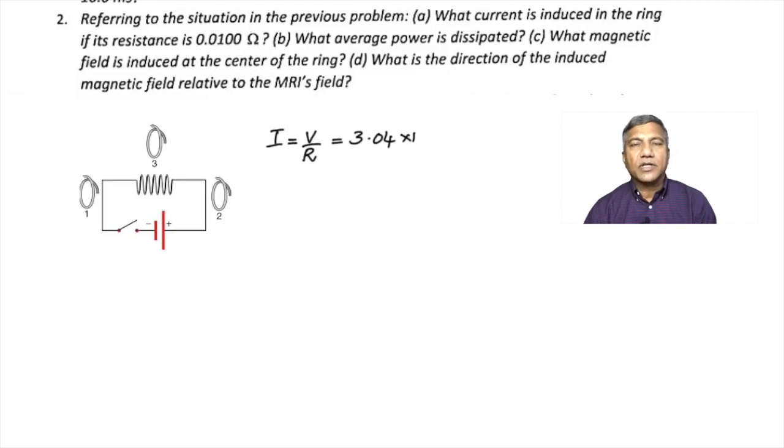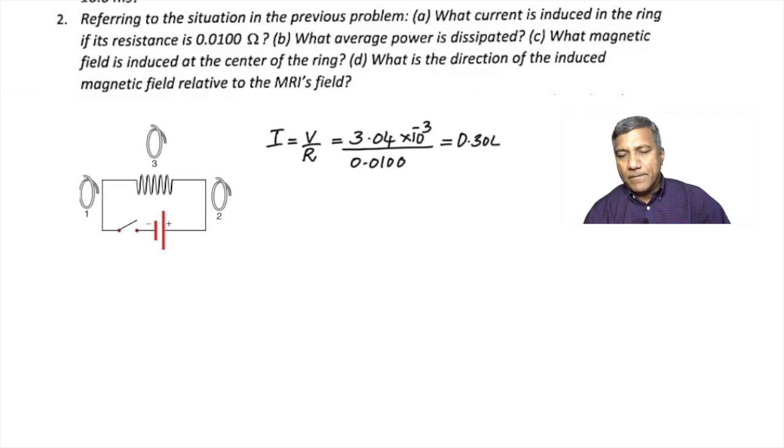But anyways, the current is the induced voltage divided by the resistance, and in that previous problem, the induced voltage was 3.04 times 10 to the negative 3 volt. So divide by the resistance, to get the answer as 0.304 ampere. 0.304 ampere. And in B, we are asked to find the average power dissipated.